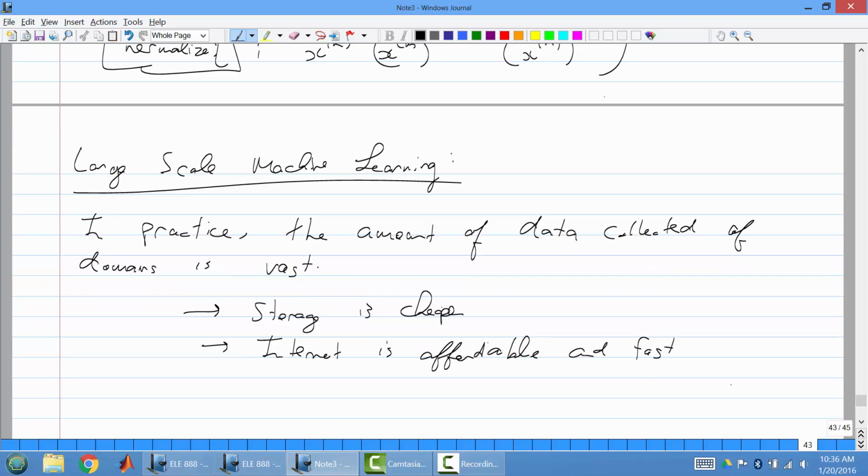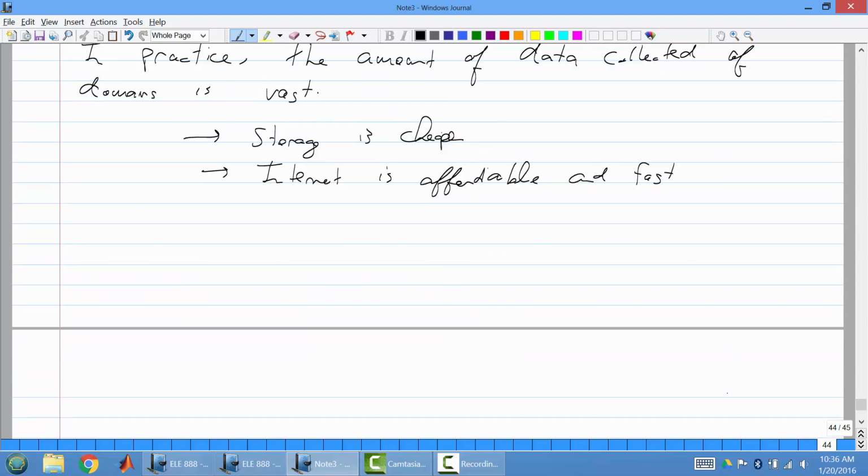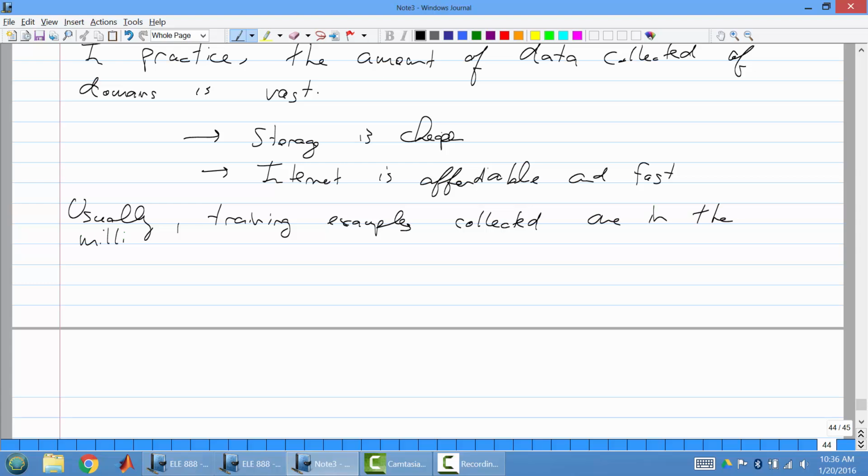So let's see here, sorry. Usually, training examples collected are in the millions. I would have loved to do something large scale for this class, but the department doesn't have resources for it, so unfortunately I had to can that idea. But maybe in the future. All right. So recall how gradient descent works.